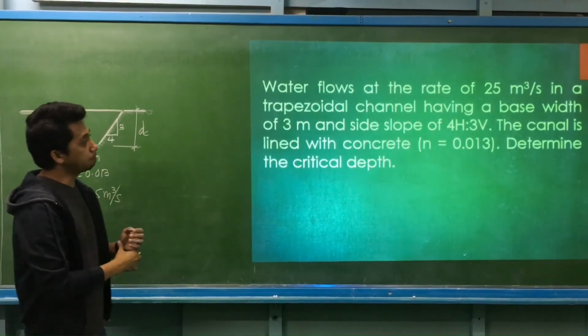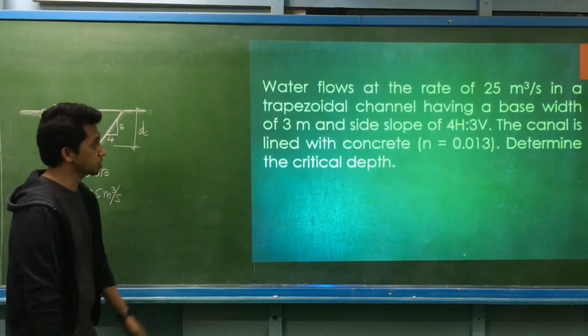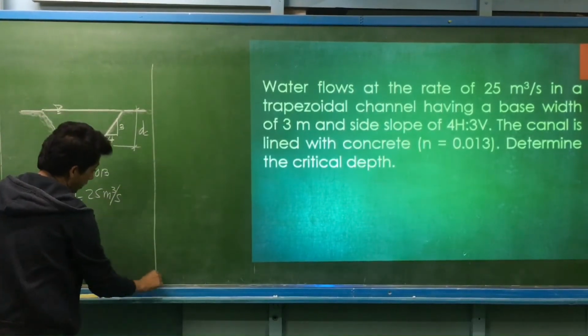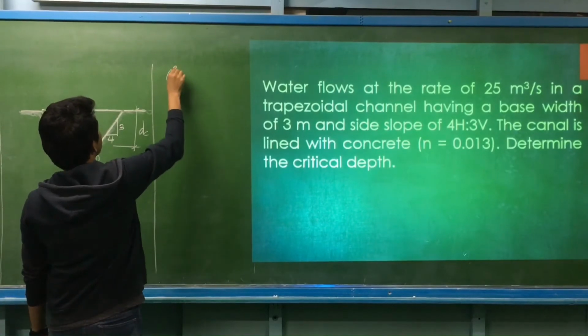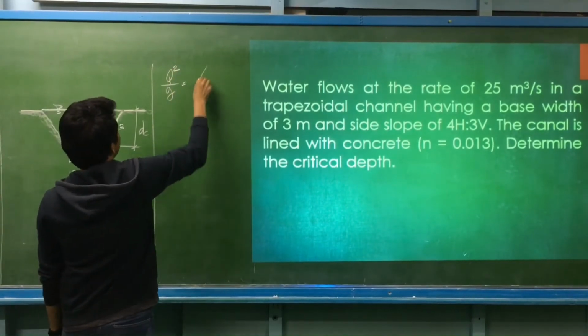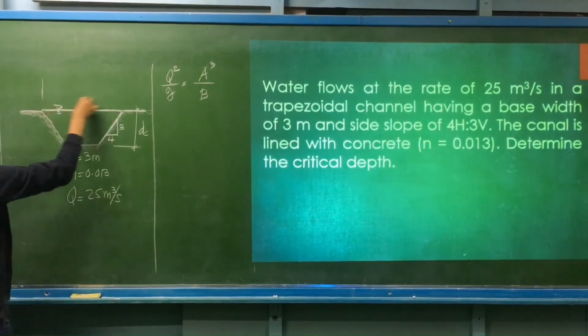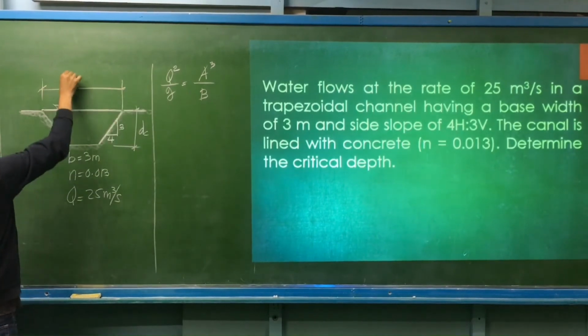Another example, critical depth, but this time a non-rectangular section. So this is a trapezoidal. Water flows at the rate of 25 cubic meters per second in a trapezoidal channel having a base width of 3 meters and side slopes 4 horizontal, 3 vertical. The canal is lined with concrete with n equal to 0.013. Determine the critical depth. So how to determine the critical depth for a non-rectangular section? That is the discharge squared divided by the acceleration due to gravity, equal to the area of the section cubed divided by the top base. So you have the top base, an unknown dimension, let's say B.